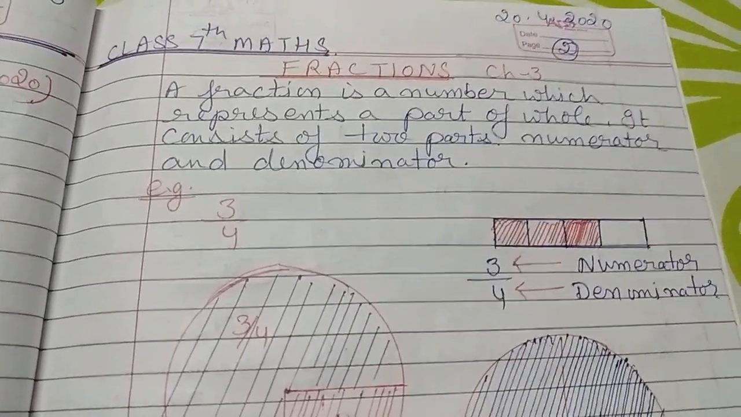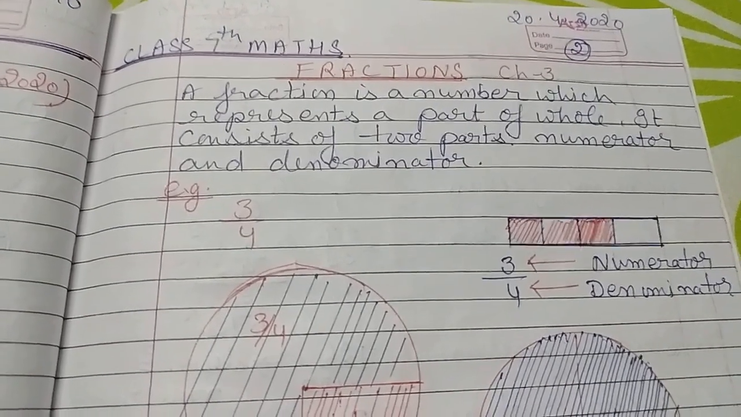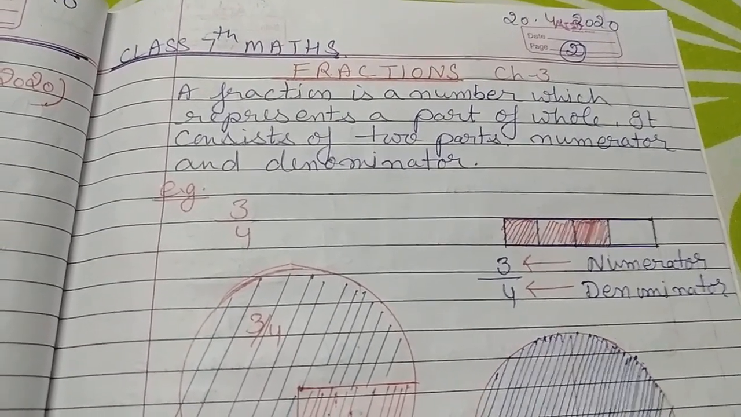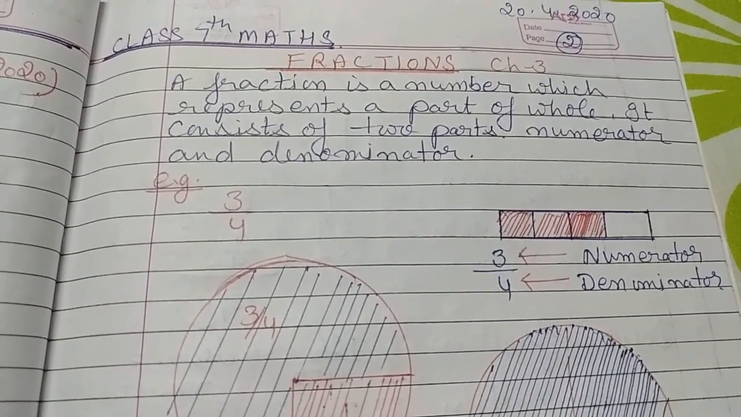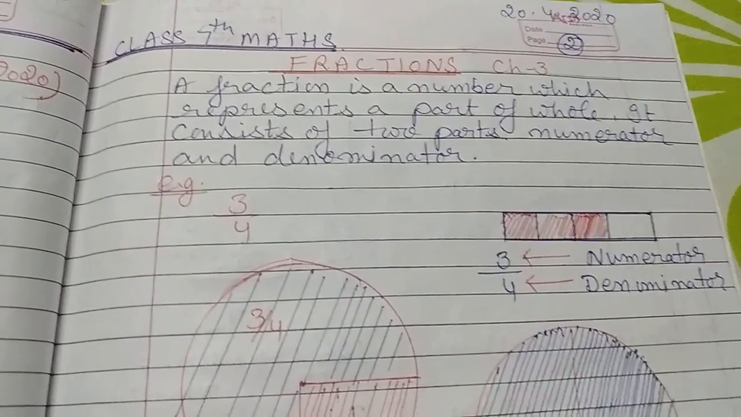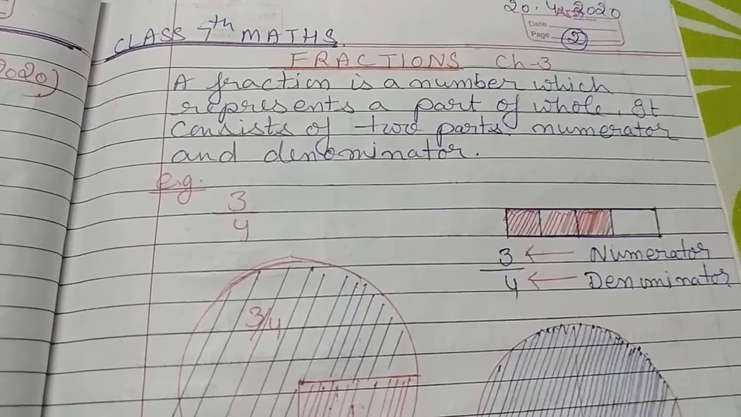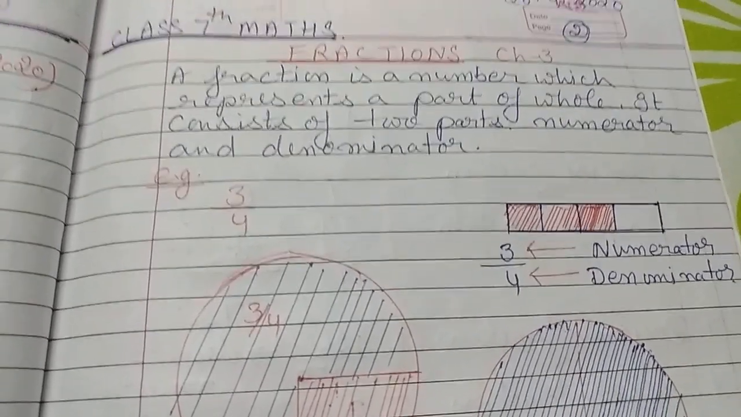Today, our next topic in maths is your third chapter. We already finished two chapters, in which we learned how to find the HCF and LCM, and how to deal with the word problems of LCM and HCF both. Now, our next topic is fraction.